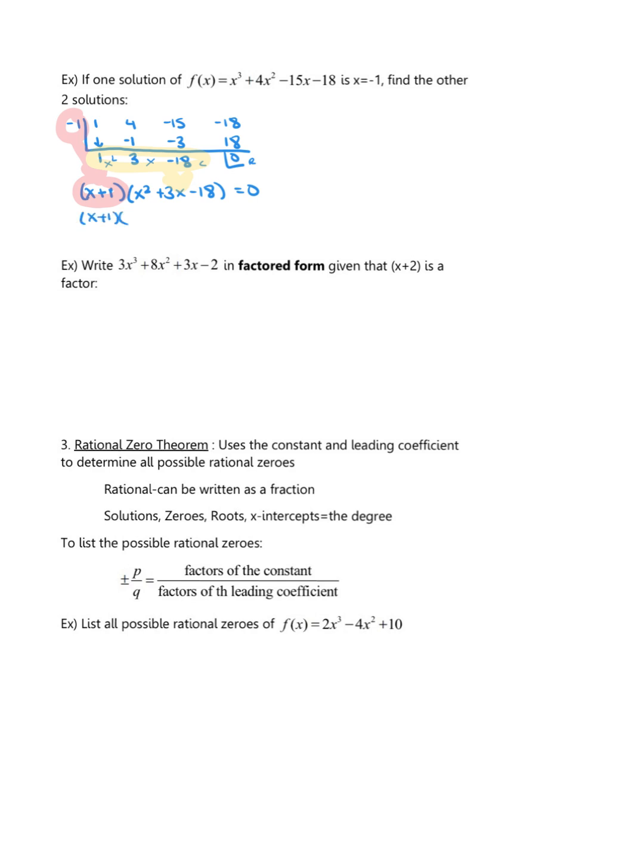So x plus 1, and factor the quadratic: x times x, 3 times 6 is 18, 6 minus 3 is 3. Set them each equal to 0, so x equals negative 1, x equals 3, and x equals negative 6. All right, well, how could I check these if I wanted to check them? I could divide by 3 and make sure I get a remainder of 0.